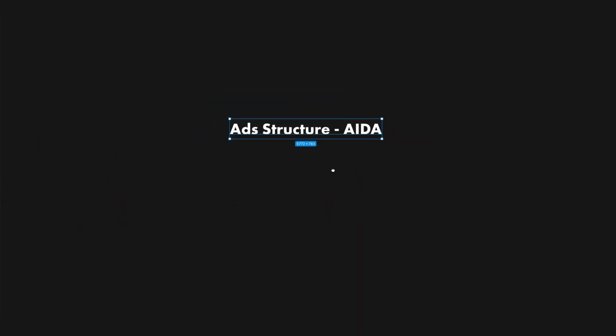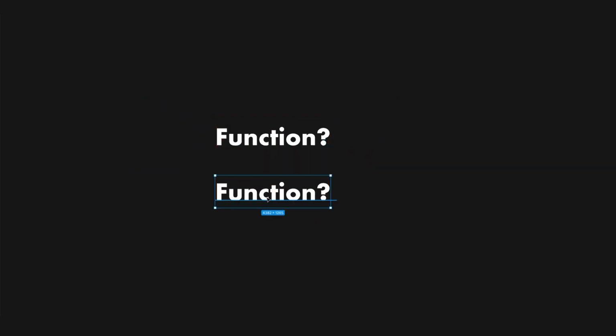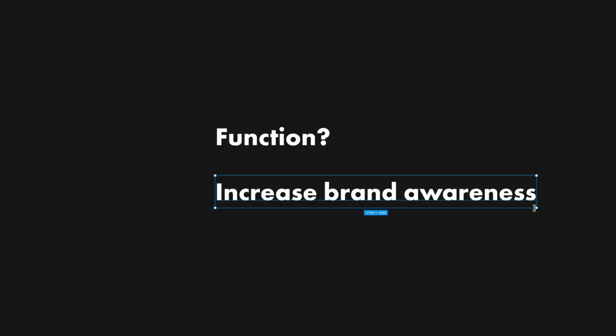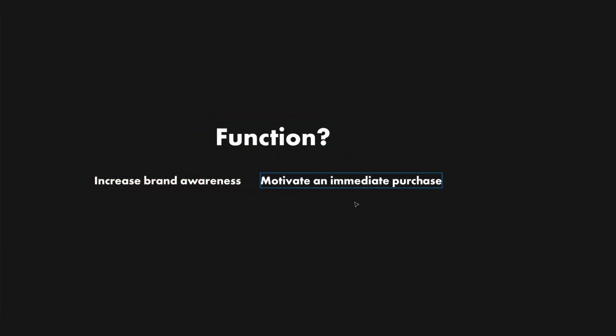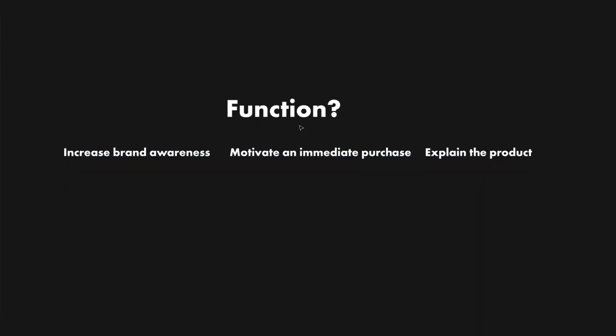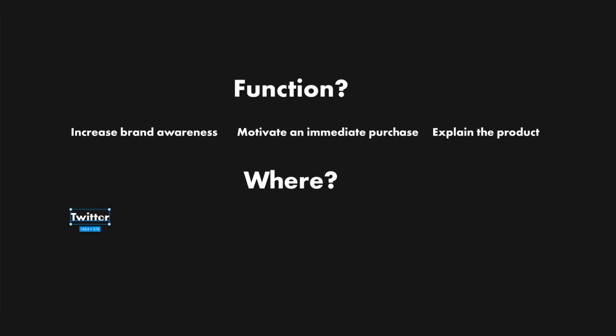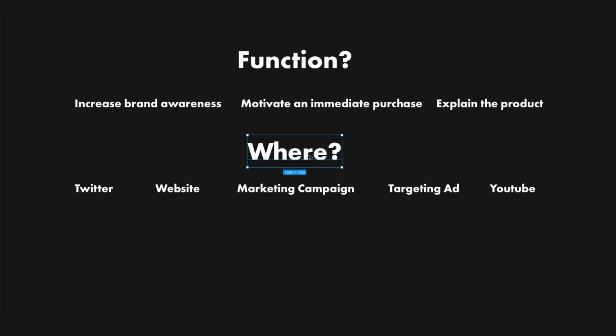Let's take a closer look at what function our video should complete. In my case, it's to increase brand awareness, but it could also be direct product sales or an explainer video, which is a common market request. The next question is, where will the video be placed? It could be Twitter, a website, part of a marketing campaign, targeted ADS, or YouTube. This will decide how we adjust the visuals and story to fit the platform.